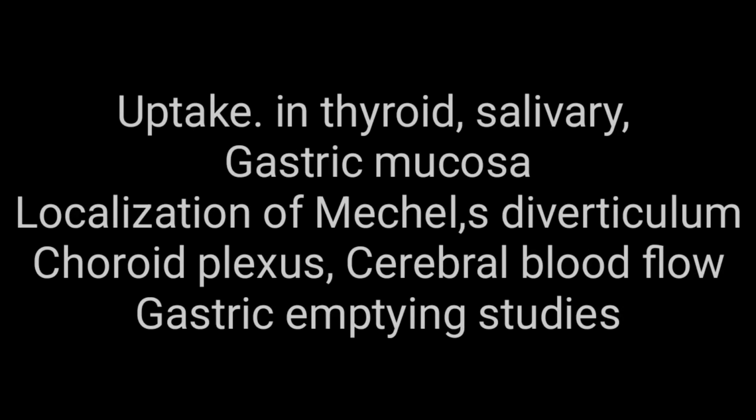The uptake of radioisotope technetium-99 pertechnetate can be seen in the thyroid, in salivary glands, in gastric mucosa. Especially if you want to localize a Meckel diverticulum, technetium-99 pertechnetate would be the top one to use. It can also be taken up in choroid plexus, cerebral blood flow, and can also be used in gastric emptying studies.